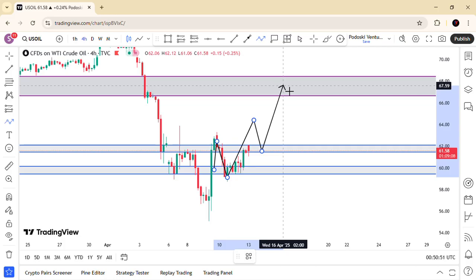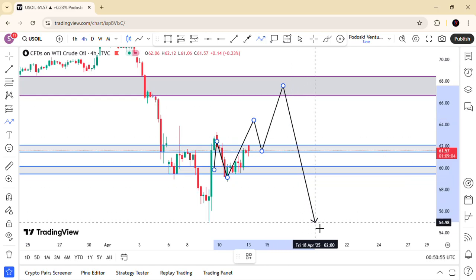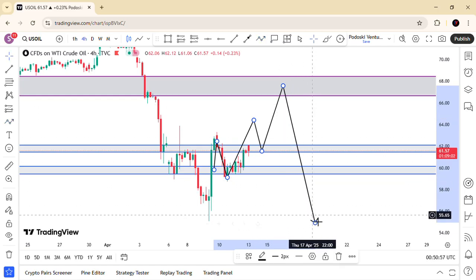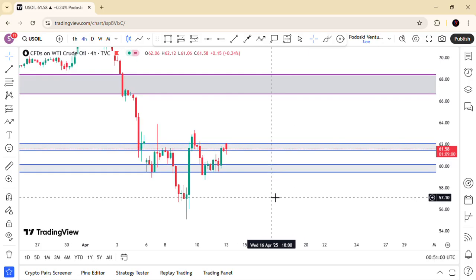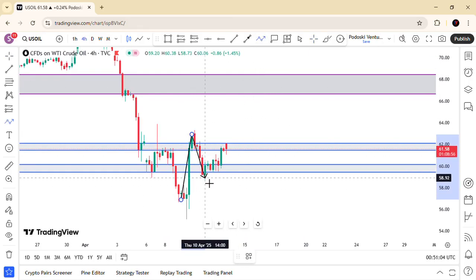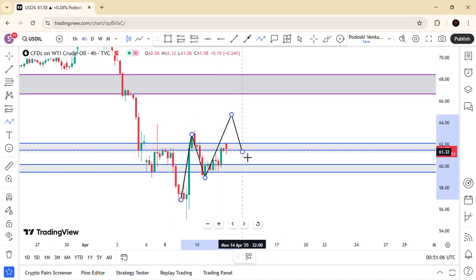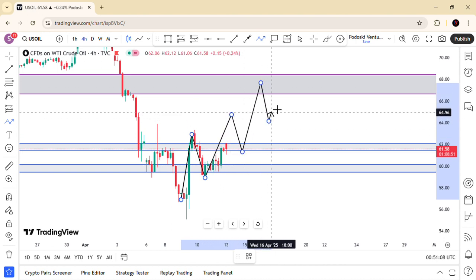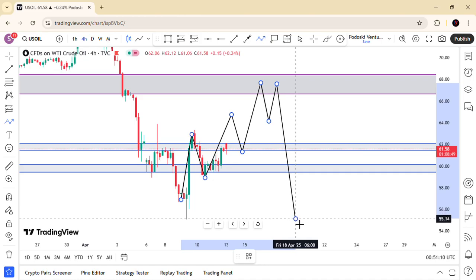zone, which we are expecting the selling pressure from before they drop all the way to the downside on US oil. So what you are going to do on US oil is, since price is in an uptrend, higher high, higher low, higher high, higher low, higher high, higher low, then we see another higher high, it drops.